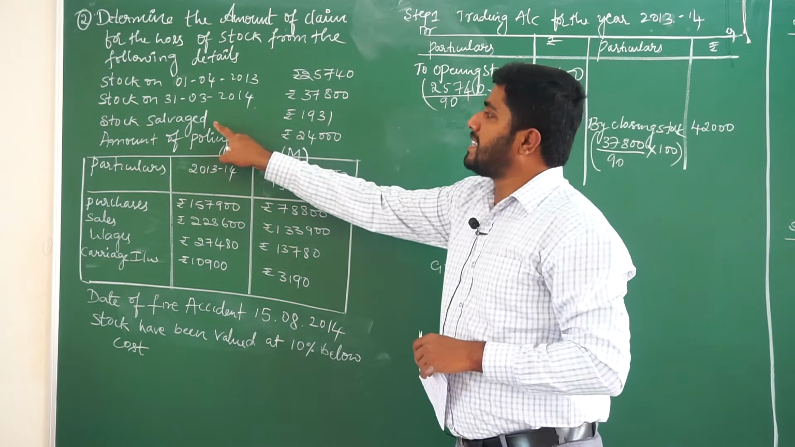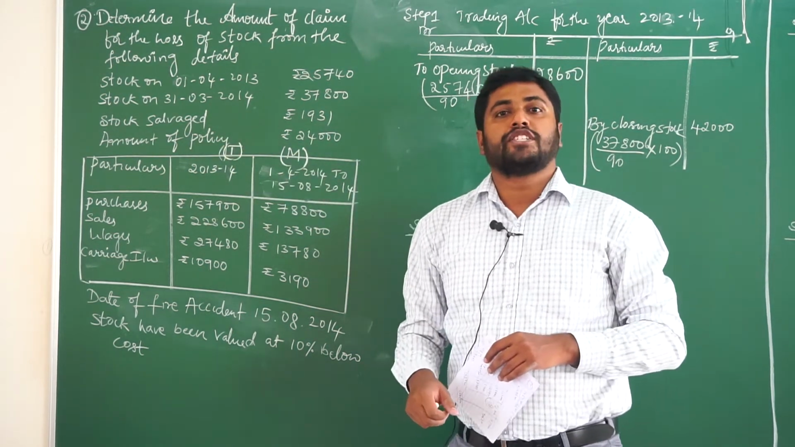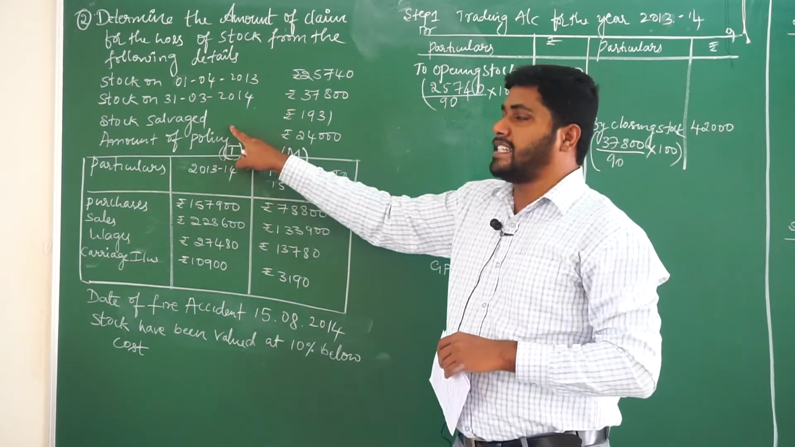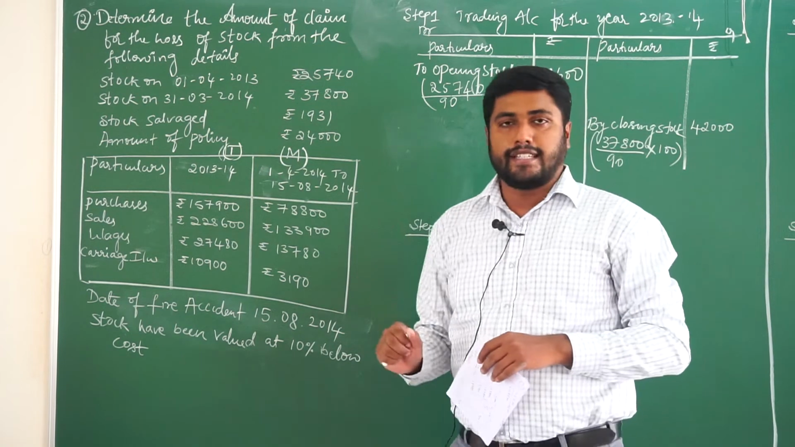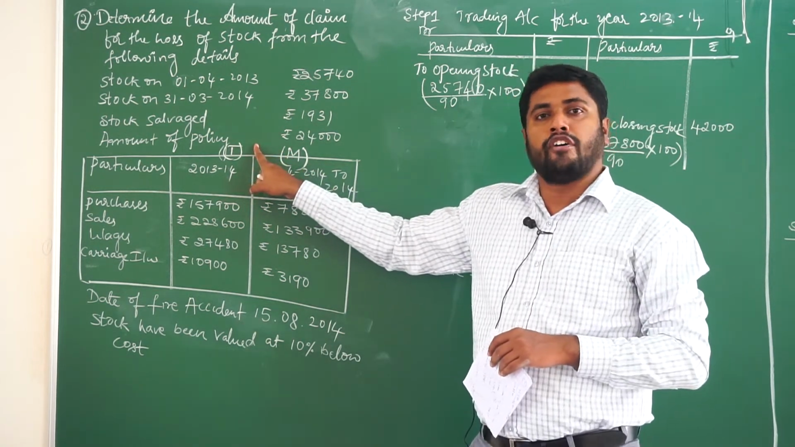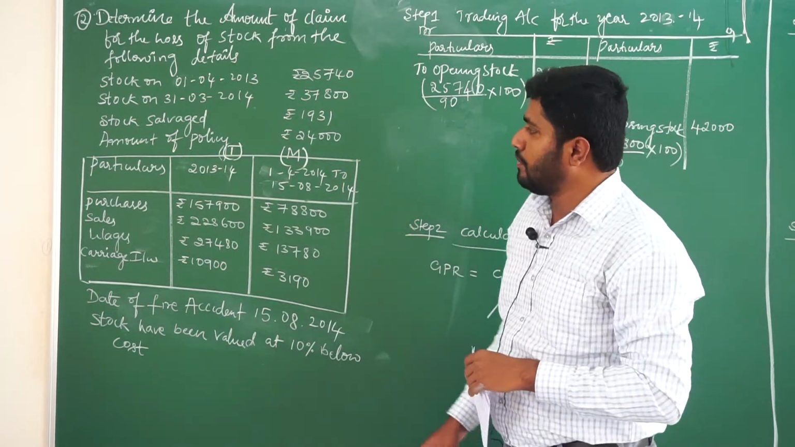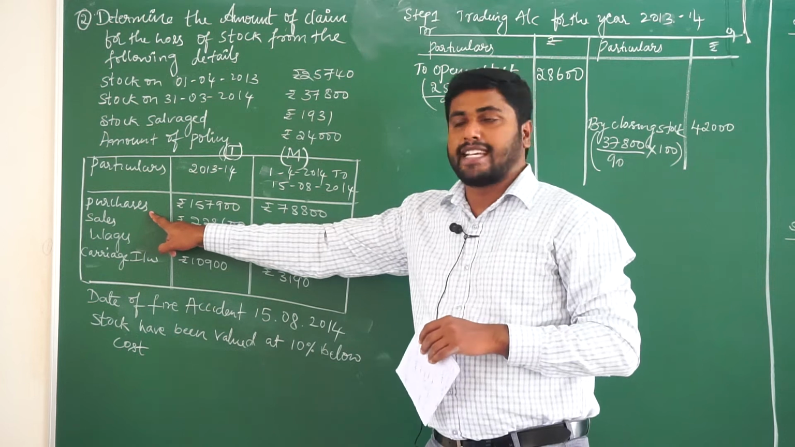Now the next transaction is stock salvage, and this information will be used in step number 4 in order to calculate the actual amount of loss. And the next one, amount of policy, and this information will be helpful in step number 5, that is the calculation of claim money. Now here purchases were given, so purchase is always debit.